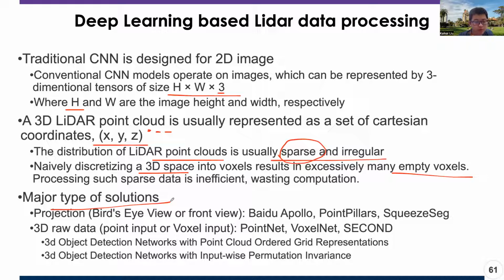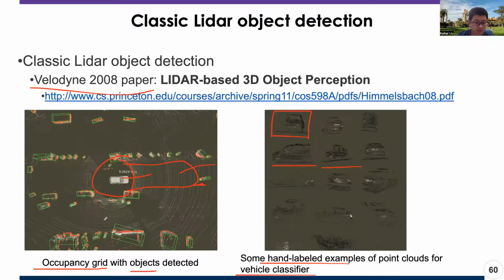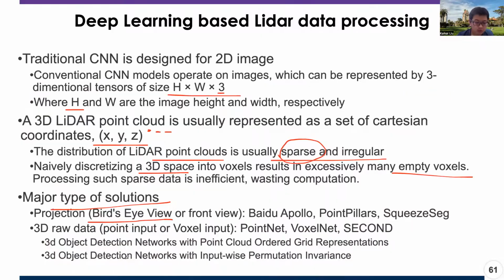The easiest type of solution is the projection. We can project the LiDAR to the bird's eye view or to the front view. Bird's eye view is very similar to the occupancy grid map, like the previous LiDAR slides show. We can also project this into a front view, like a previous image. We said we can overlap the LiDAR with the image. So now the LiDAR data looks like an image.